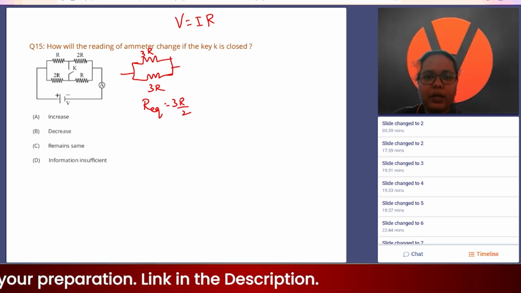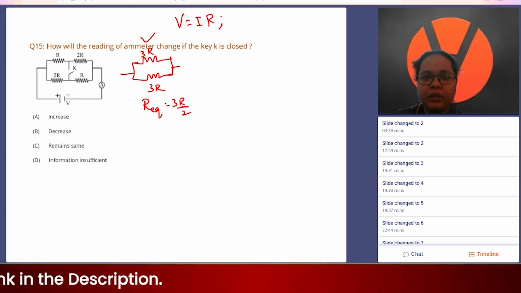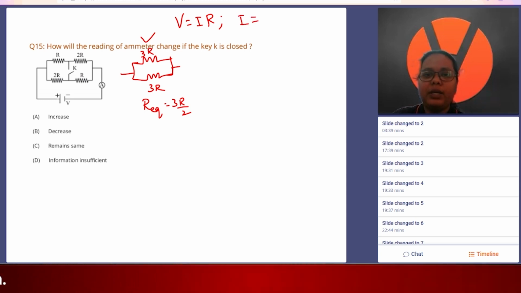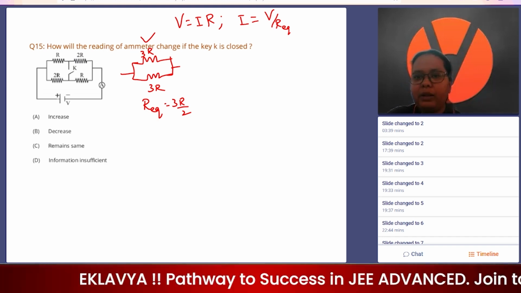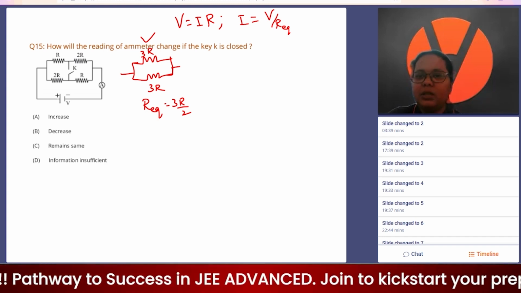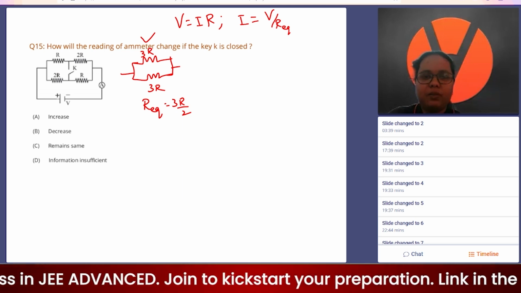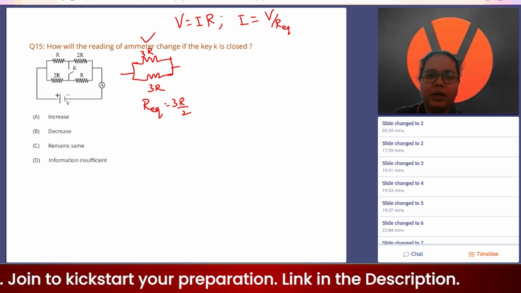Very basic Ohm's law only is what we are using here. V is equal to IR, and what they are asking about is the ammeter current. So I is equal to V by R, where R stands for R equivalent. Simple thing: if the denominator decreases, current will increase; if it increases, current will decrease. This is what we are checking here.